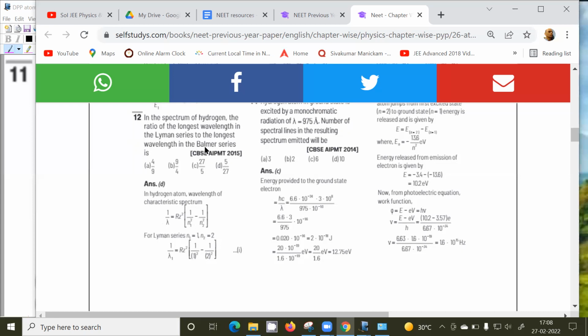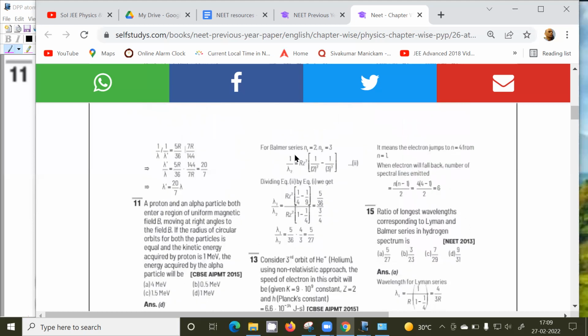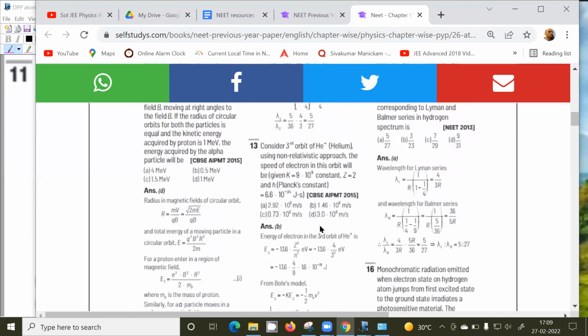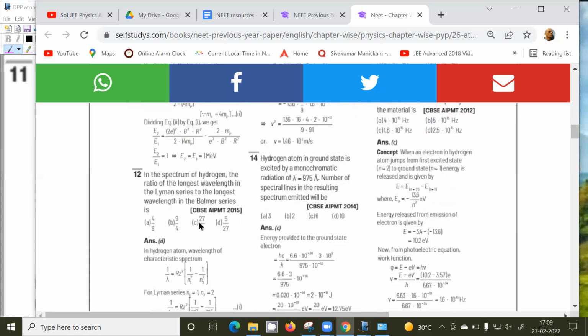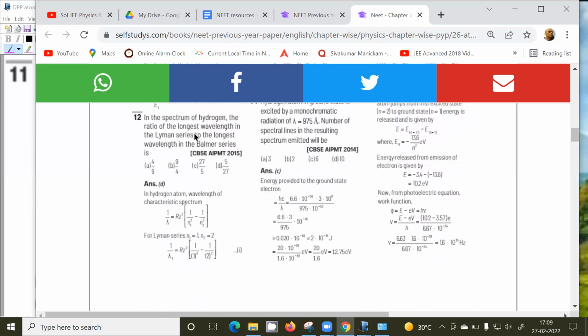So in Balmer series, the transition 3 to 2 will give the longest wavelength. And you can use this relation: 1 by lambda equals Rydberg constant into Z square into 1 by n square. Okay, consider third. It's clear, no? This question is done. 5 by 27. Yes, sir.